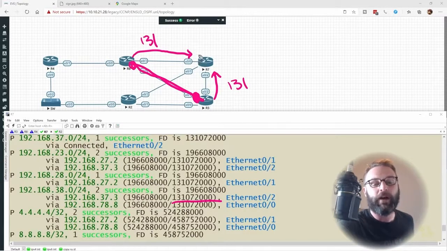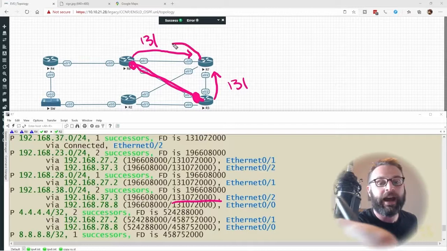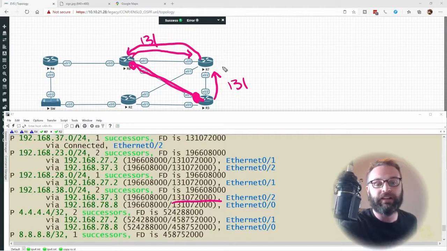But router 7 now has to figure out, okay, well, if it's time for me, router 7, to get to this link, I have to now calculate how much it's going to cost me to get to here, as well as to get to here, and add it to it.